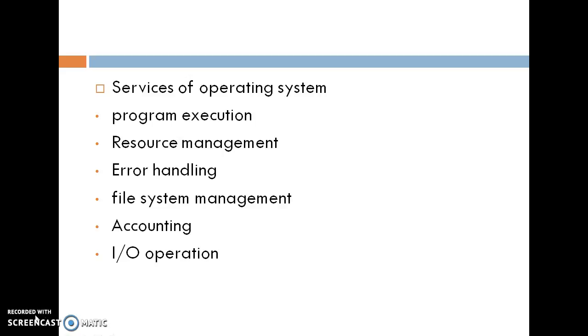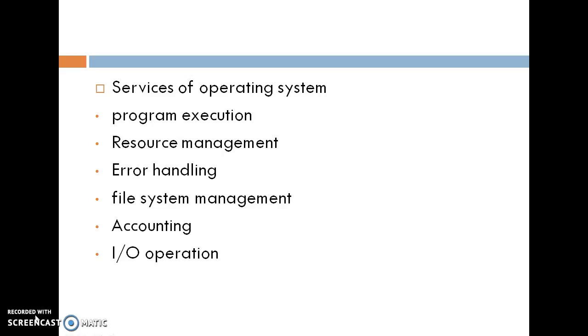The next service that is given by the operating system is error handling. The operating system must be constantly aware of the errors occurring during the execution of the program. It must report to the users regarding the errors occurring in hardware or software.